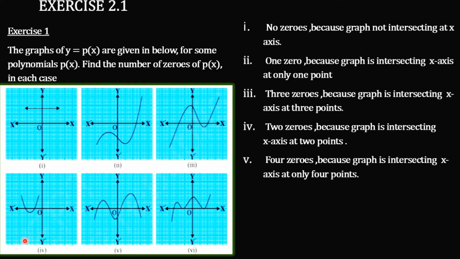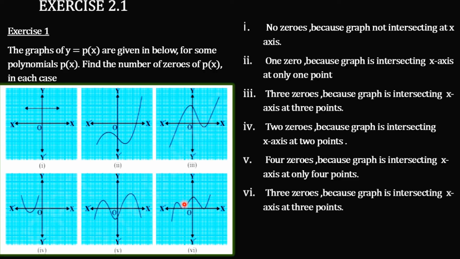Okay. Here 1, 2, 3. That is 3 zeros because the graph is intersecting the x-axis at 3 points. So we get our answer here. That is, at first we have to look at the graph and count the number of points at which the graph is intersecting the x-axis, then that polynomial will have that many zeros. Okay.